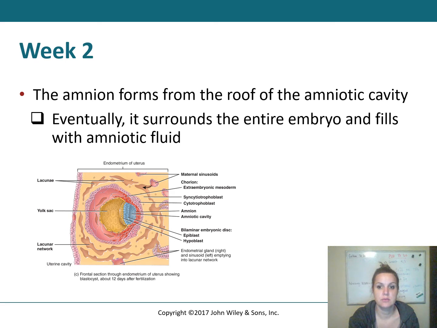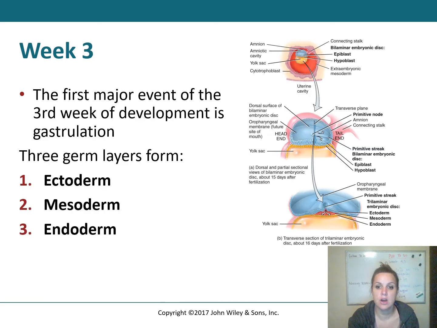amniotic fluid. Okay, so recall we went from morula, which was just a ball of cells, to blastocyst, which was a hollow ball of cells with another ball of cells inside. The next major event that occurs at the 3rd week is called gastrulation. And what happens here is that 3 different germ cell layers form. You have ectoderm, mesoderm, and endoderm.